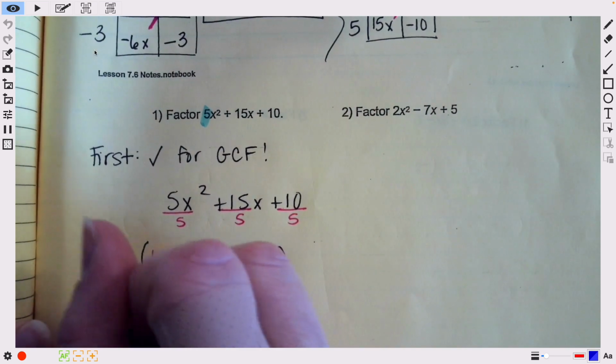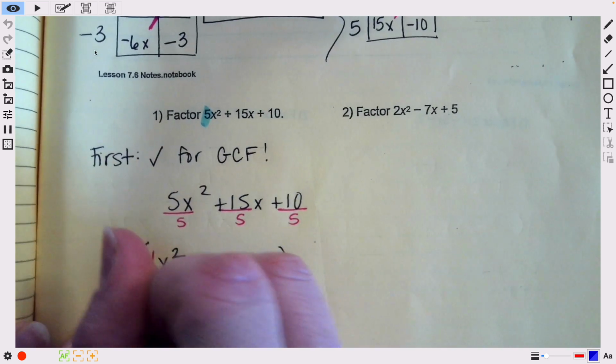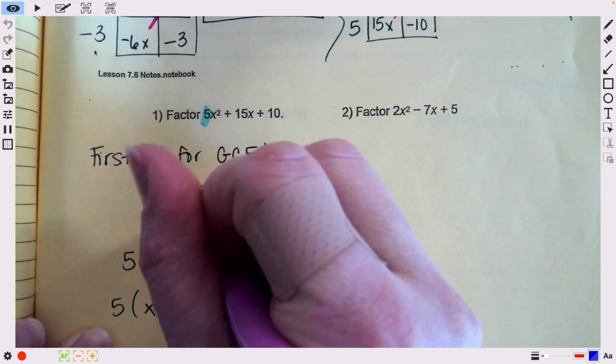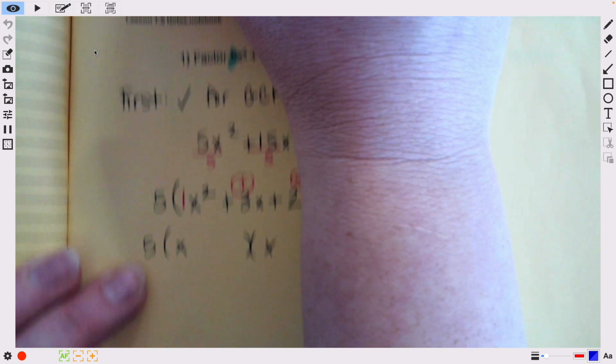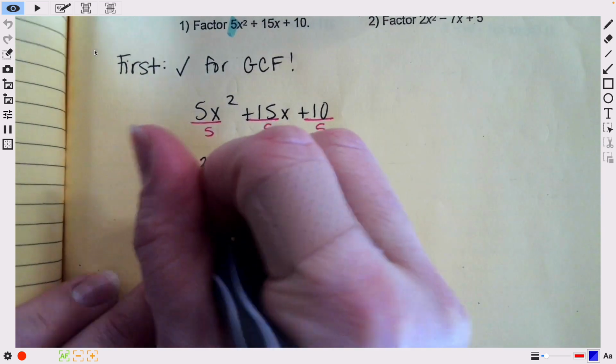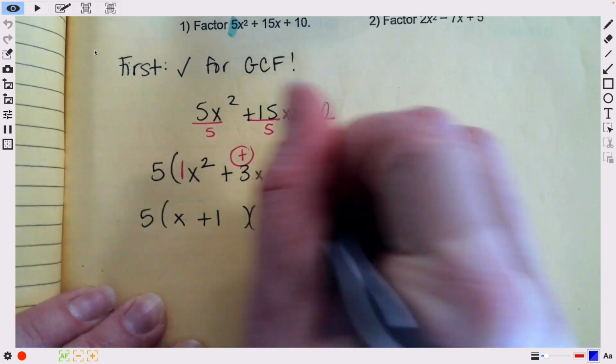So if that leading coefficient is 1, well, then that's pretty easy because I'm just looking for two numbers that multiply to 2 and add to 3. So that's still normal. Once you get that 5 factored out, then everything's fine. Because what two numbers multiply to 2 and add to 3? Joshua? 1 and 2. And you're done.